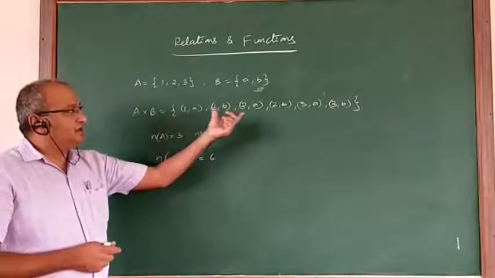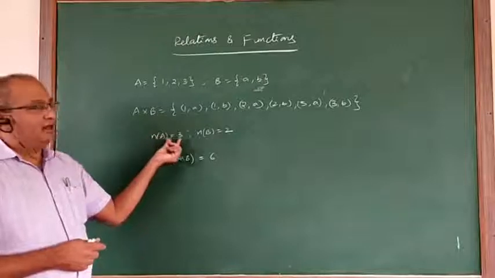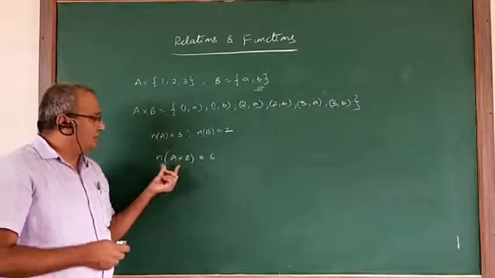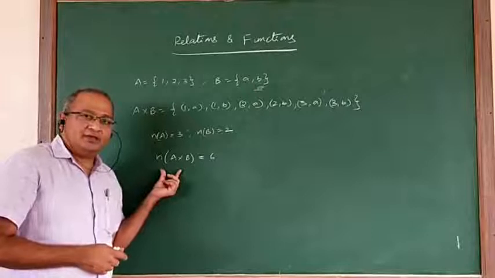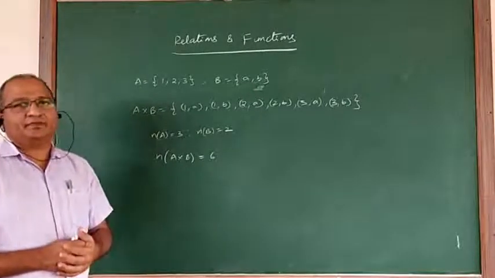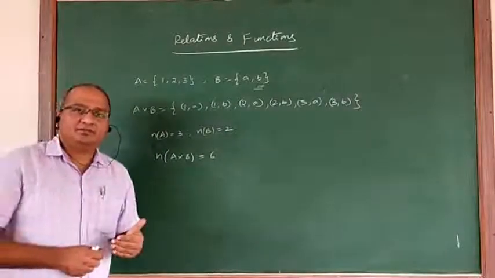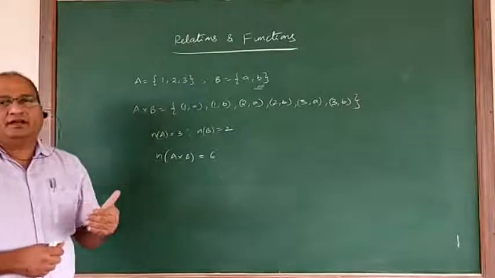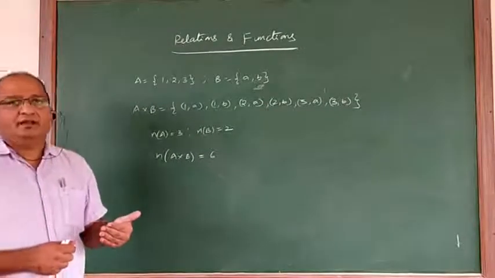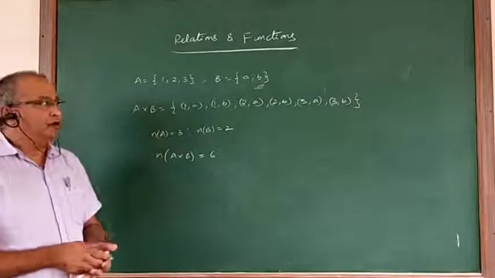It contains a total of 6 elements. So the number of elements in A is 3, the number of elements in B is 2, then the number of elements in A cross B, or A into B, is 6. So this is about the Cartesian product. In the first year we had also studied B cross A and different properties of the Cartesian product.